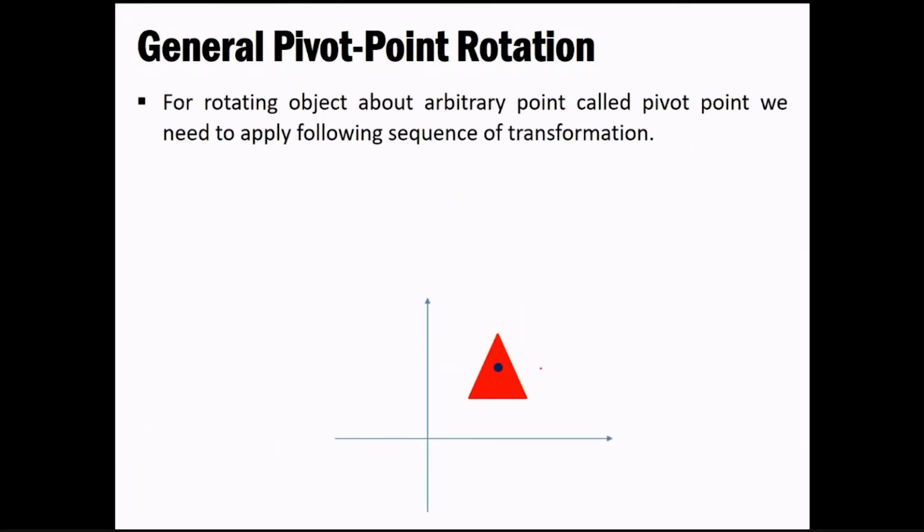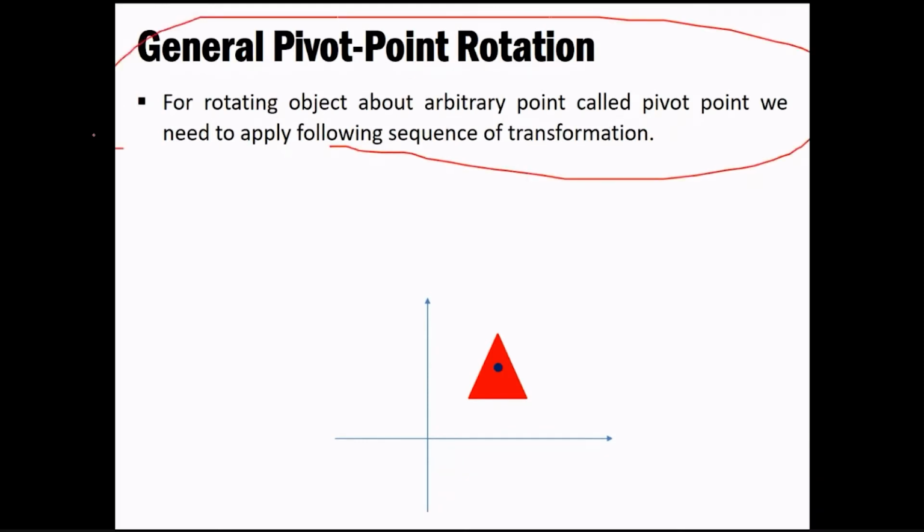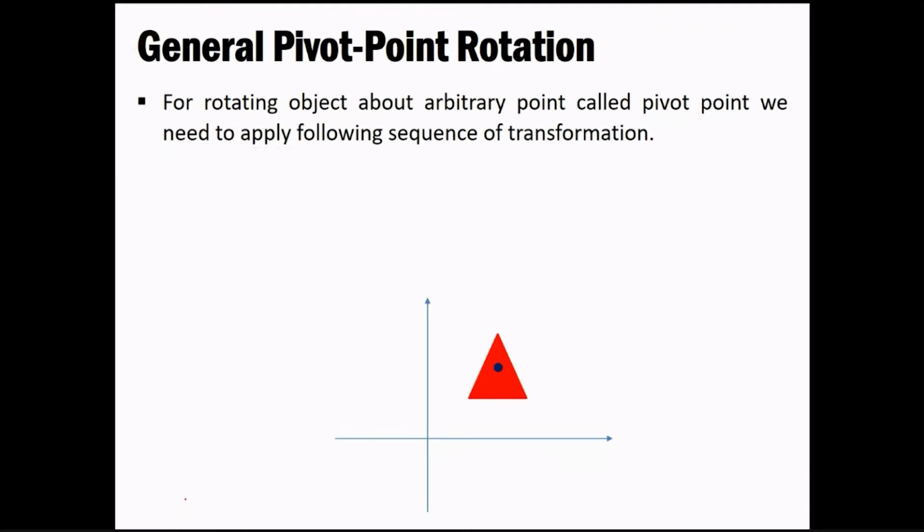So that was the query in yesterday's talk, and we'll go through it in detail now. What it says is that for rotating an object about an arbitrary point called the pivot point, we need to apply the following sequence of transformations. If you want to perform a rotation about an arbitrary point, then you have to go in this sequence only. It is given very nicely over here.